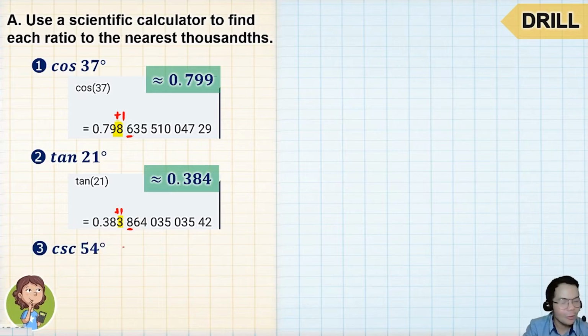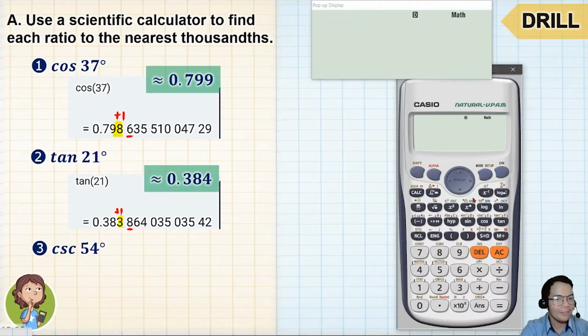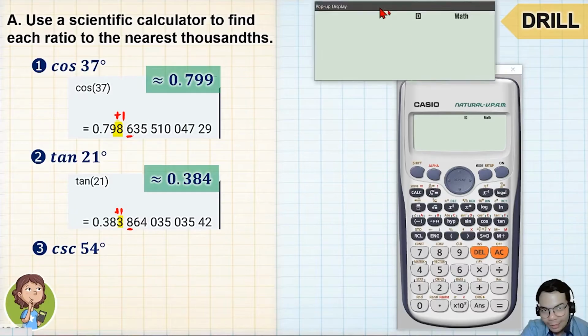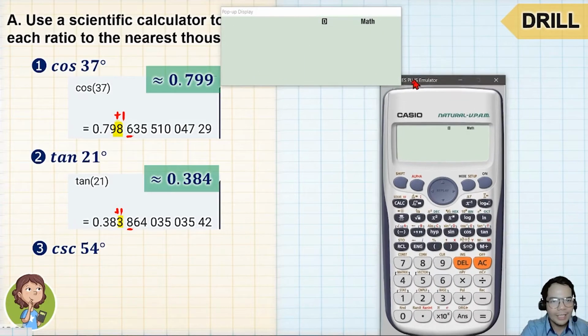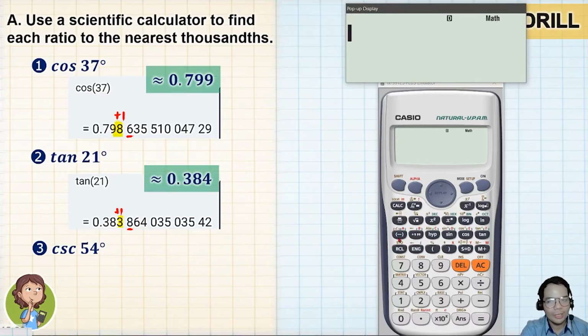We have cosecant 54 degrees. This is a good recall, because just like I mentioned in our previous lesson, we don't have a cosecant button on our scientific calculator. But how do we type or solve this on the calculator? We usually identify the reciprocal of cosecant from the basic trigonometric ratios. Which one is the reciprocal or inverse of cosecant: sine, cosine, or tangent? Very good, Lorene. The reciprocal of cosecant is sine. That means you will be using the sine function.